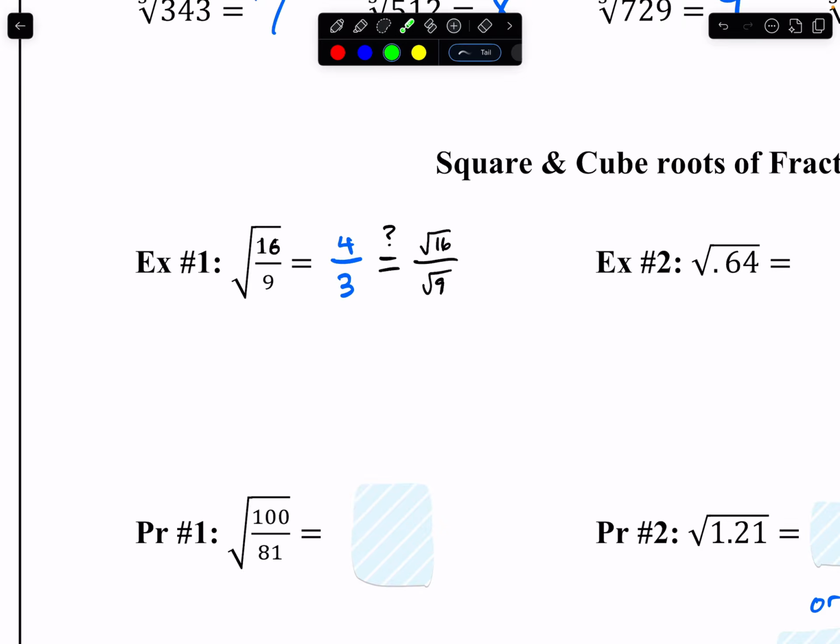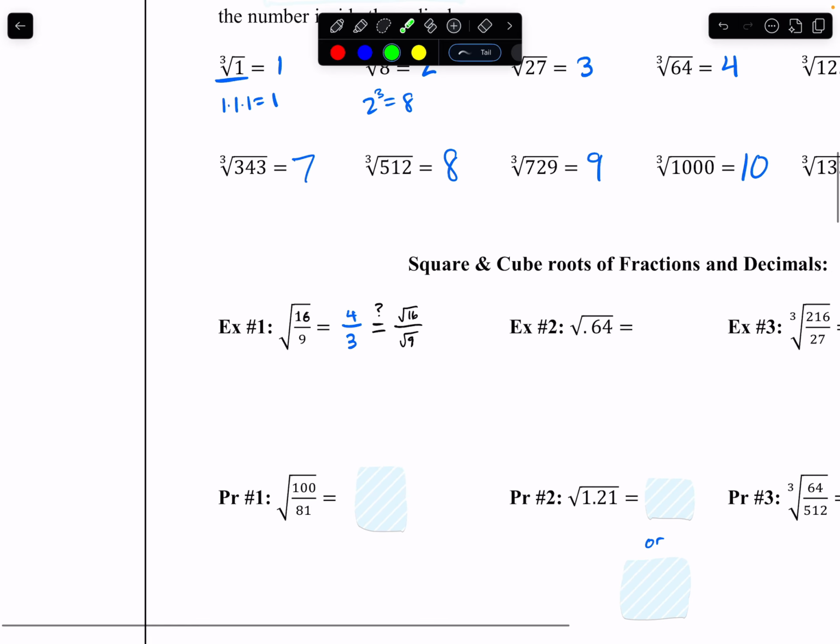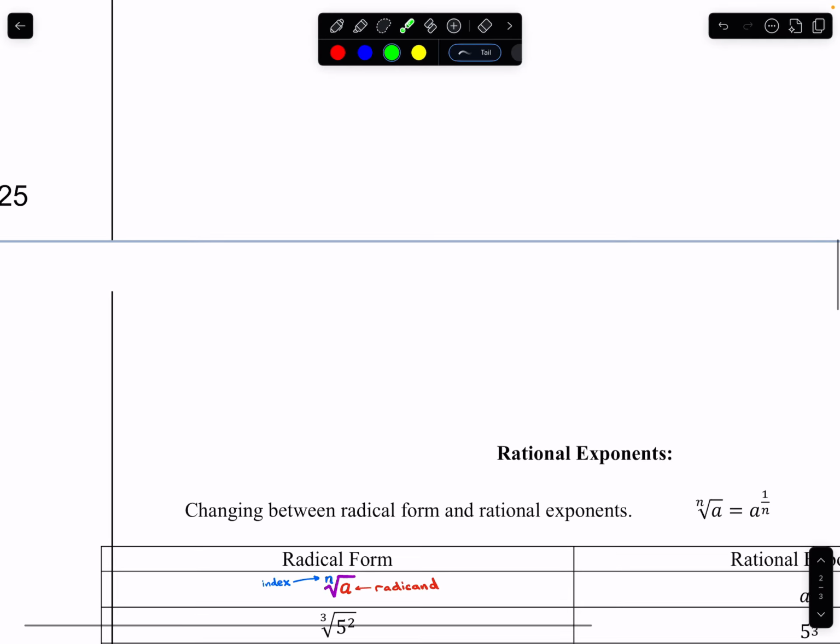I'm going to spoil it for you. This is true, but you need to know why. So before we go on to any more examples, let me show you why we can split that square root so that we can just square root the numerator and denominator separately.